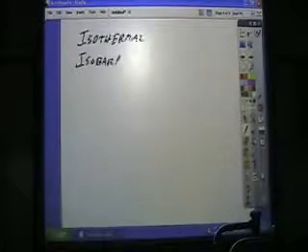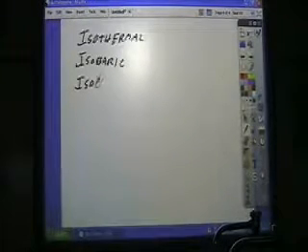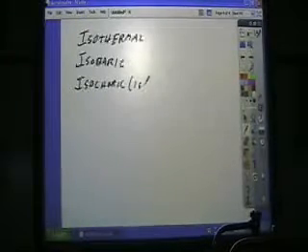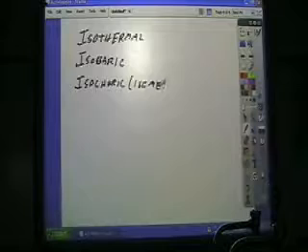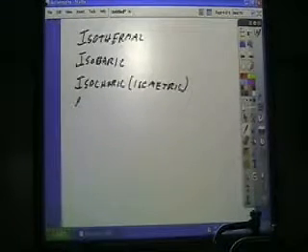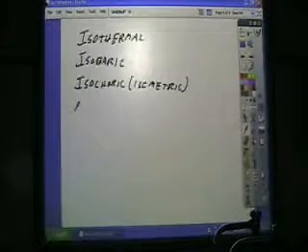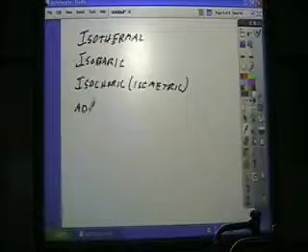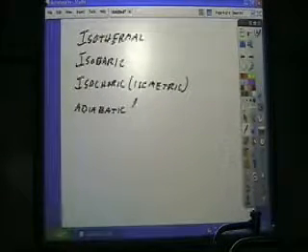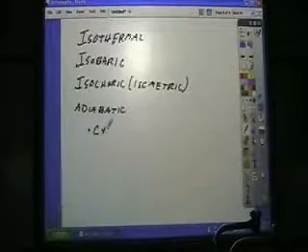isothermal, isobaric, isochoric, or isometric, depending. And the one that we're going to talk about today, and also kind of the interest of what we're talking about: adiabatic, which we talked about last chapter, and we're also going to start talking about cyclical processes.